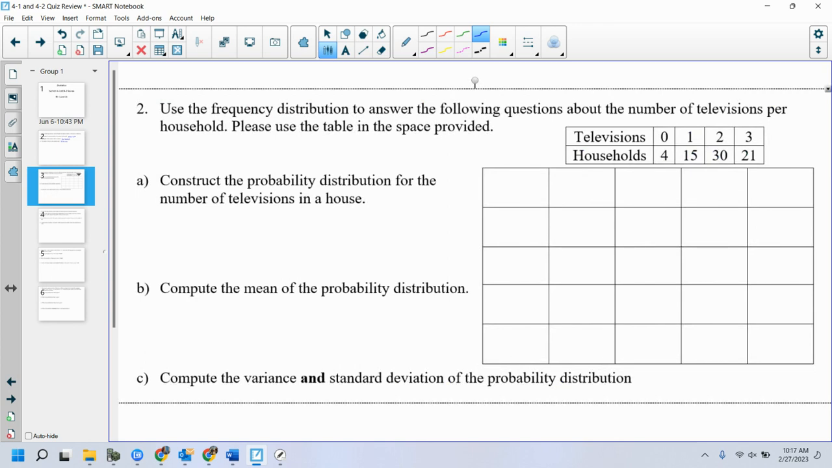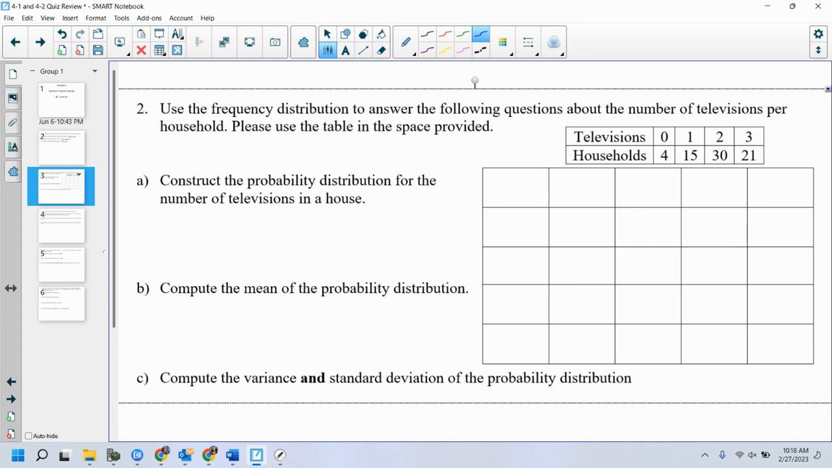Use the frequency distribution to answer the following questions about the number of televisions per household. I really could have made this TVs and households part of this table, but that's okay. Construct the probability distribution for the number of televisions in a house. Now remember, probability distribution relates directly to relative frequency. Relative frequency and probability distribution are kind of the same thing.